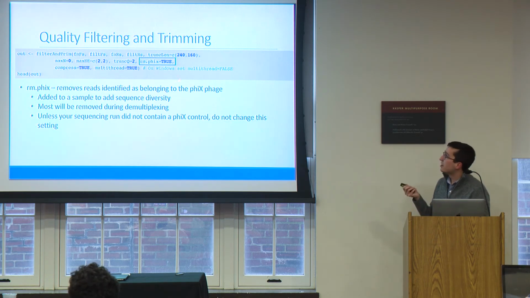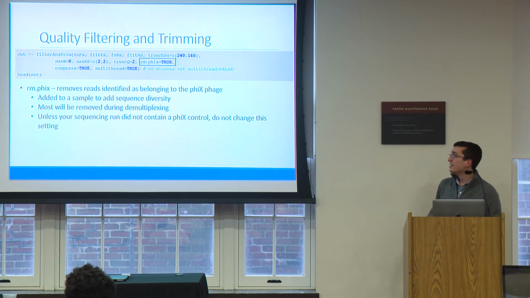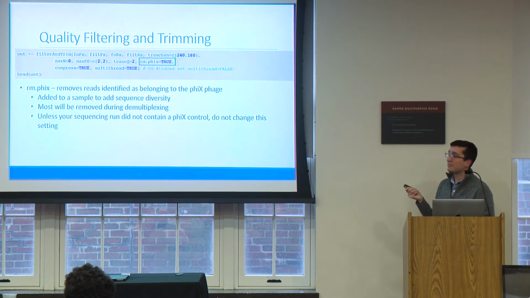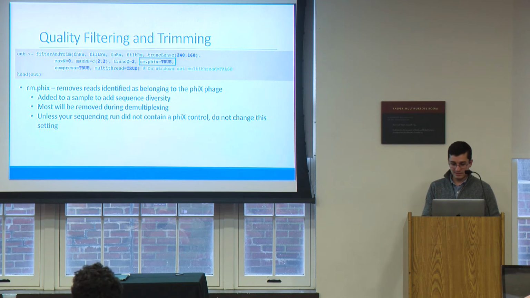The next one is this RM5X. I don't think anyone really mentioned this, but typically when you do 16S amplicon sequencing, you have to spike in DNA from a bacteriophage called 5X, and that adds diversity to the sample. I won't go into too much detail, but that just prevents the Illumina computer from misreading your clustering. So I would recommend keeping this unless for some reason you know you didn't have this 5X in your data set. Otherwise, leave it as is.